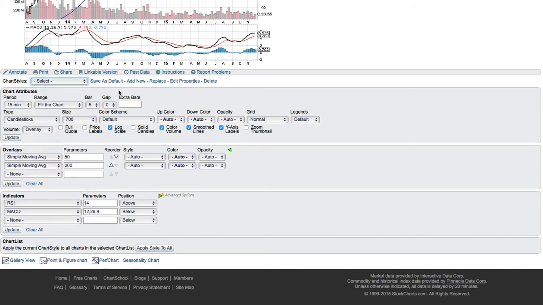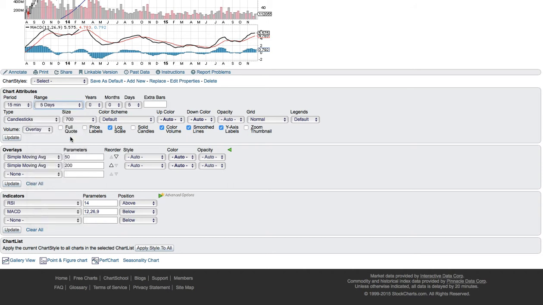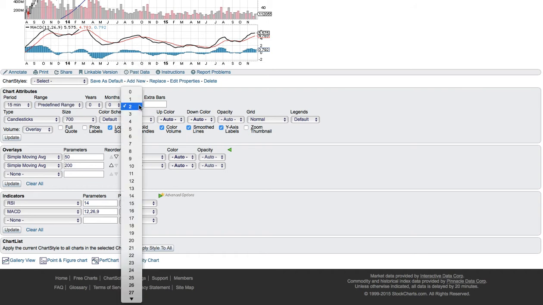Let's do the chart attributes. You can set the time period and then the range. Right now this is set up for a 3-month chart, and since we're doing a 15-minute chart we want a matter of days, so let's set up a 5-day chart. If you only want 2 days, you could set it up like that. For right now, we have 0 years, 0 months, and 5 days.